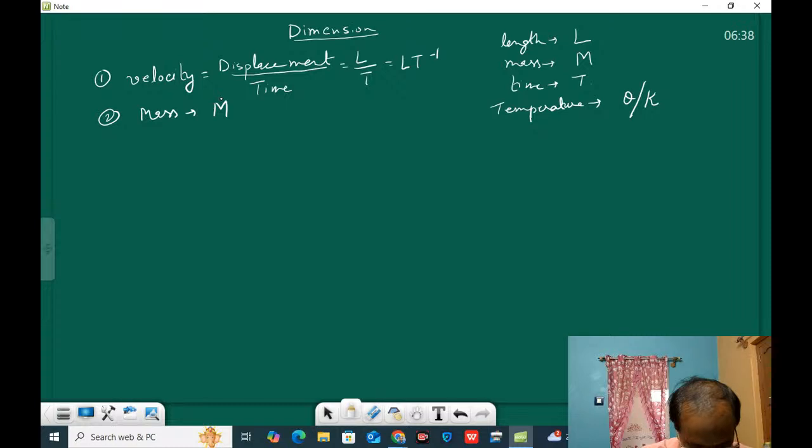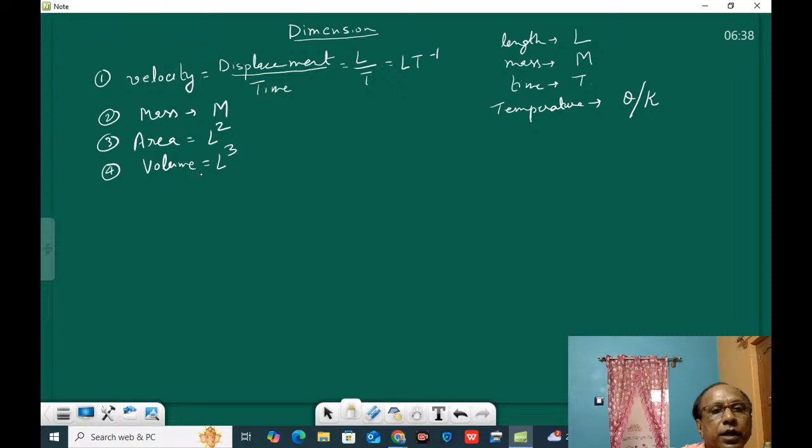In this way, you can find all, suppose area. Third, you find the dimension of area. We know that area is L square, because length into length is the area. And if you write the volume, that volume can be written as L cube, because it is length into breadth into height. Therefore, you can write it as L cube for volume.